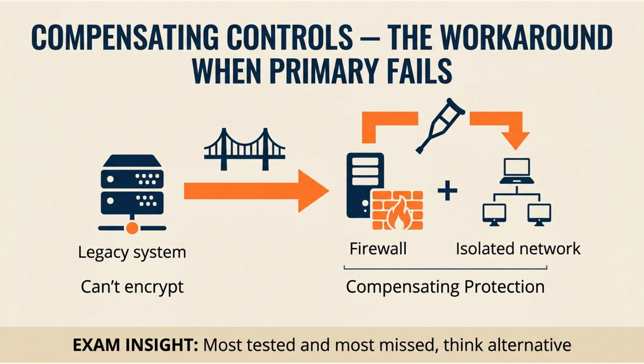The firewall and network segmentation are compensating. They compensate for the lack of encryption. They provide alternative protection. On the exam, look for words like legacy system, cannot implement, alternative, workaround, temporarily. If you see legacy, 90% of the time, the answer is compensating.